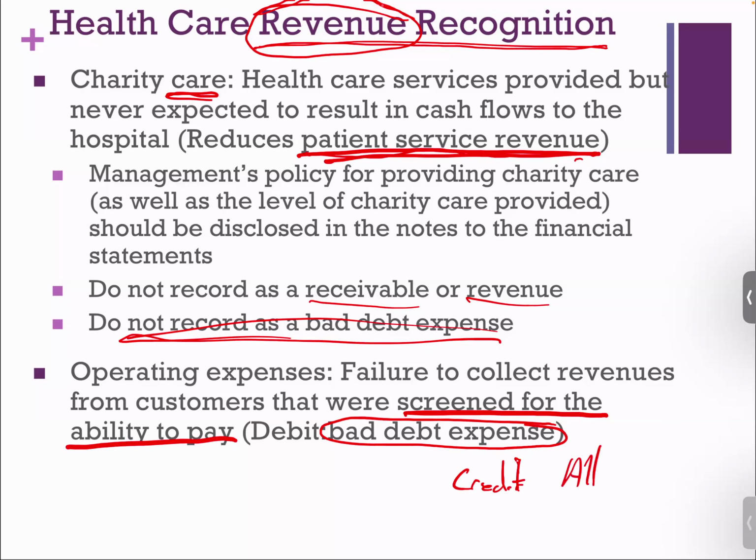allowance for uncollectible accounts, right? This amount does not reduce gross revenue, and it also doesn't reduce net patient service revenue. It's actually recorded as an expense, bad debt expense. Does that make sense? Hopefully it makes sense. Happy to explain that better if I need to.